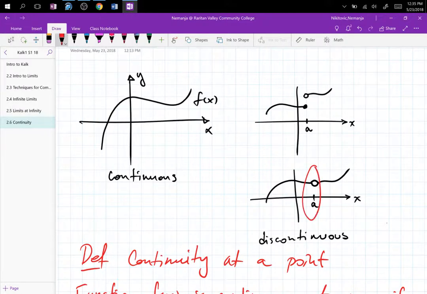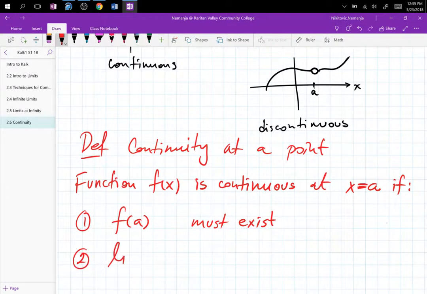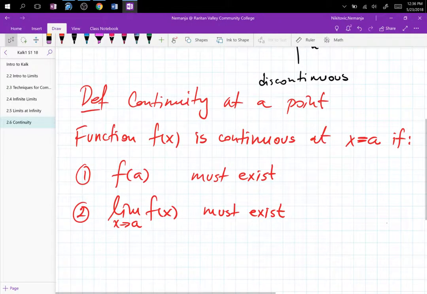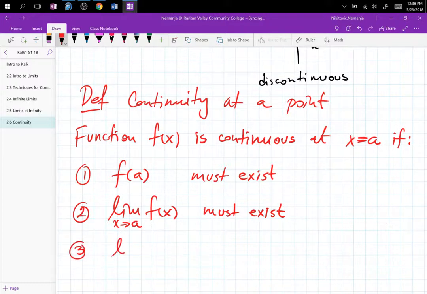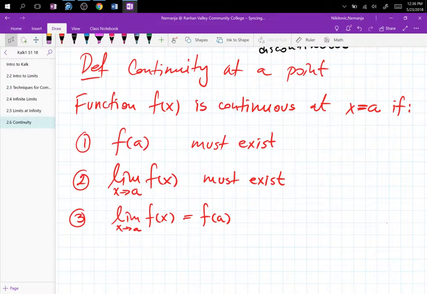Observe. Does not exist there, right? So it's discontinuous. Number 2, the limit of f of x as x goes to a must exist. And number 3, 1 has to be equal to 2. So the limit of f of x has to be equal to f of a, in order for this. So this is the definition of continuity at a point.